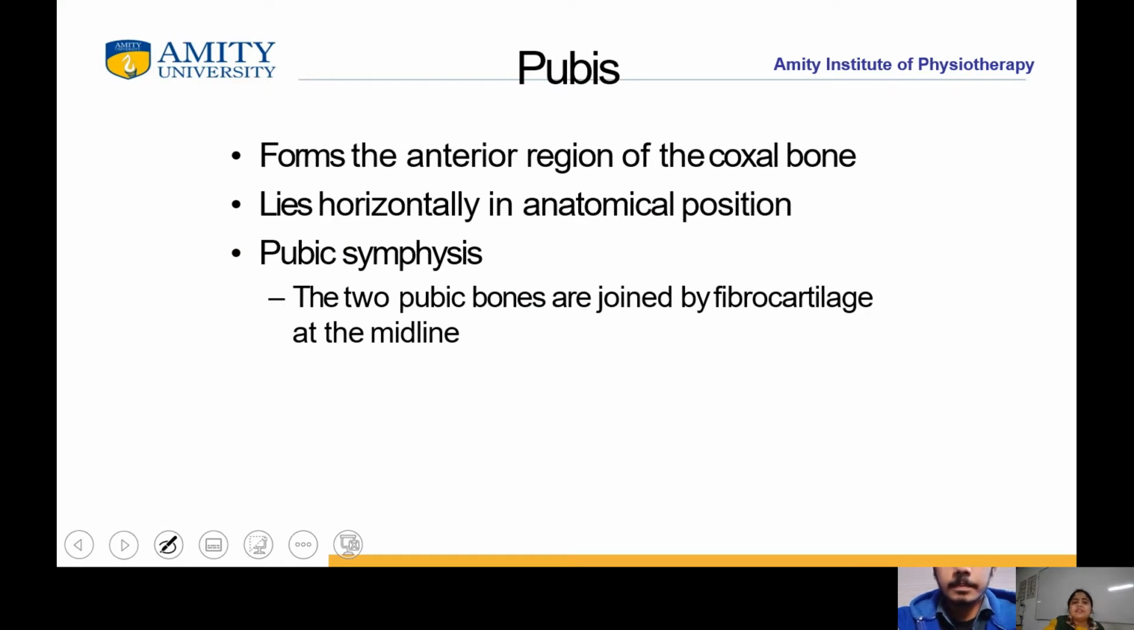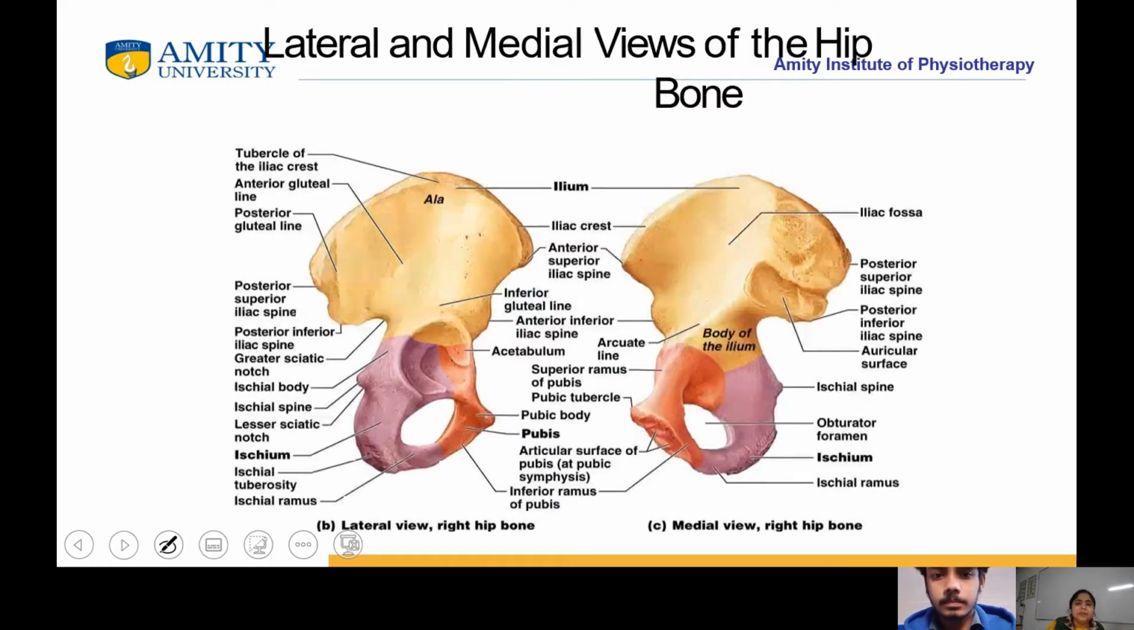It forms the anterior region of the coxal bones. It lies horizontally in anatomical position, and it forms the pubic symphysis. That is when the two pubic bones are joined by the fibrocartilage at the midline. Now this is the lateral and medial view of the hip bone, which is giving the surface landmarks of the ilium, ischium and the pubis.